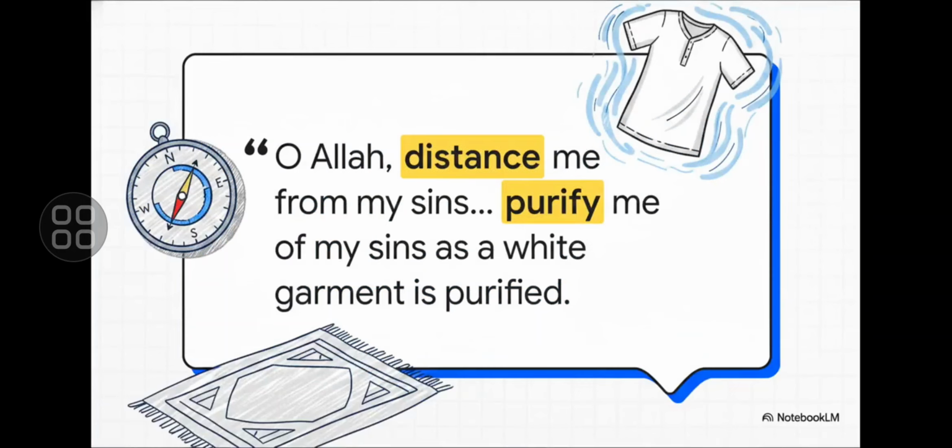Immediately after entering this sacred state, the worshiper silently recites an opening supplication just to center their heart. O Allah, distance me from my sins as you have distanced the east from the west. O Allah, purify me of my sins as a white garment is purified of dirt. I mean, just pause and reflect on that for a second. That deep internal state, it's a profound plea for absolute spiritual purification right at the starting line.